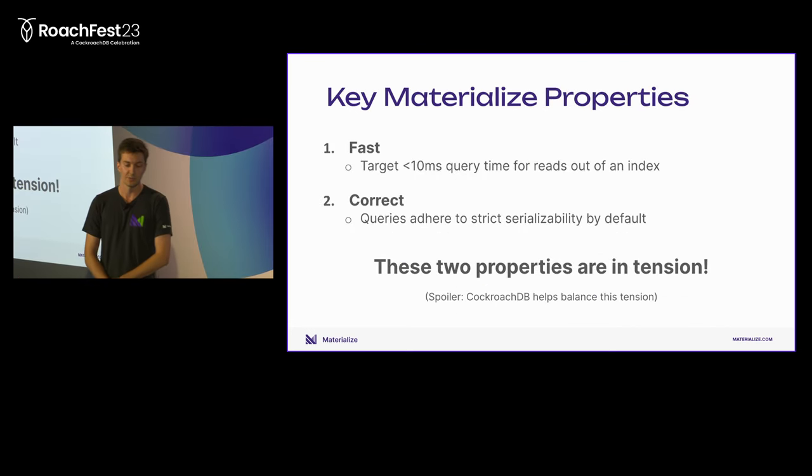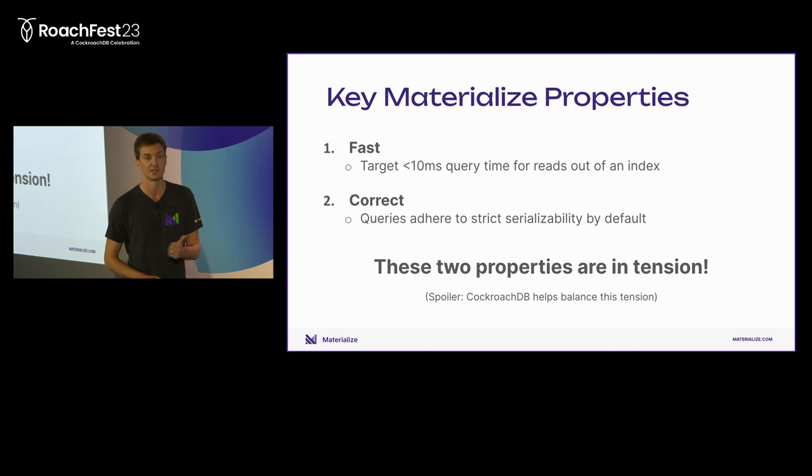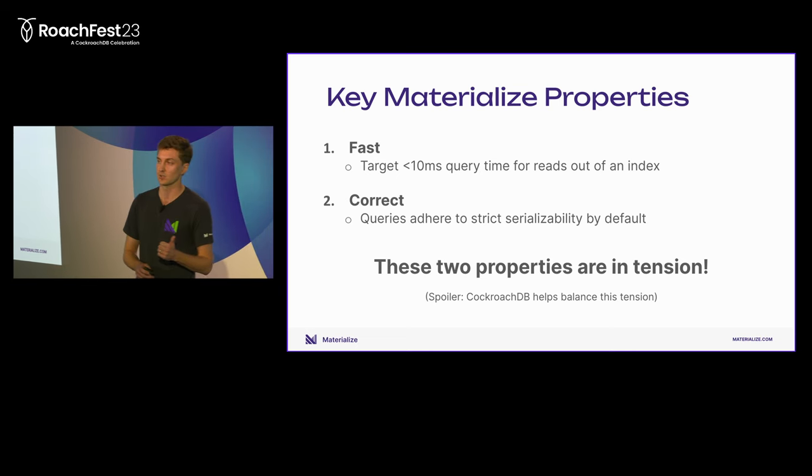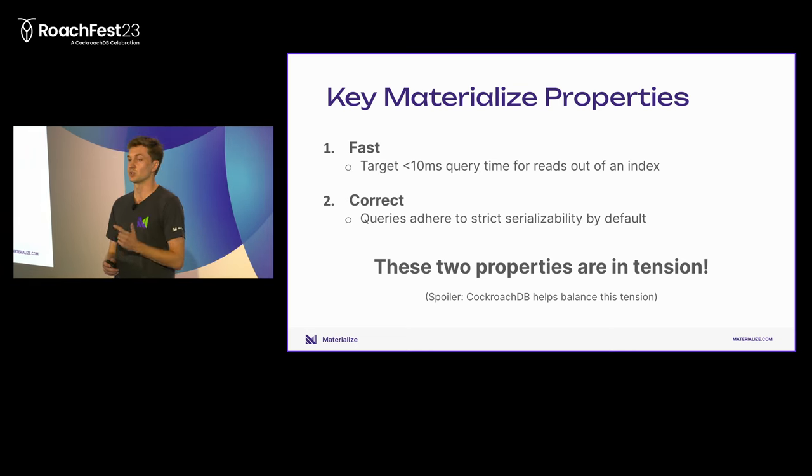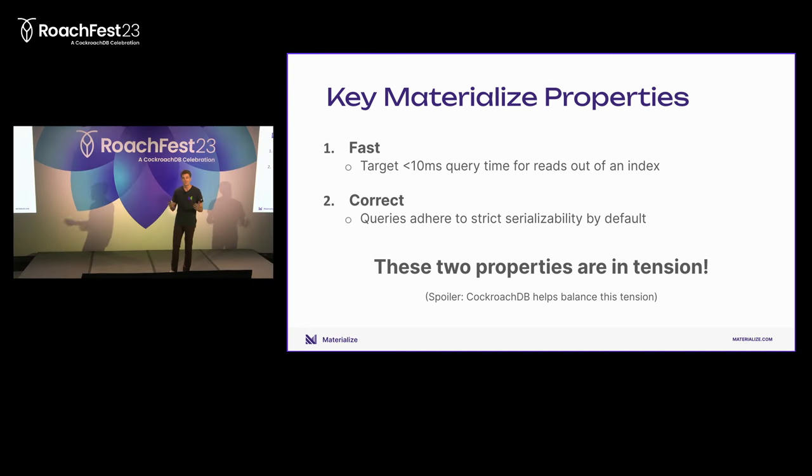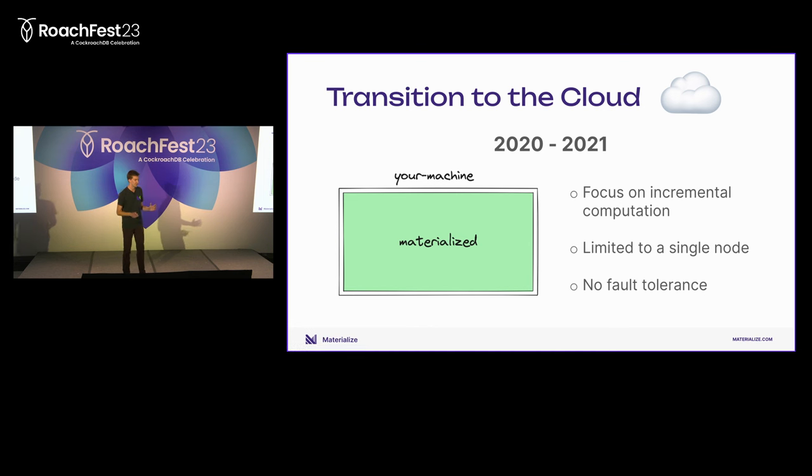Now, two key properties of Materialize is, again, we want to be fast. We're targeting sub 10 millisecond queries, but at the same time, we want to be correct. We adhere to strict serializability by default. Right, and doing both of these things is kind of difficult. Trying to go fast and be correct isn't the easiest thing, but spoiler alert, CockroachDB helps us balance this tension.